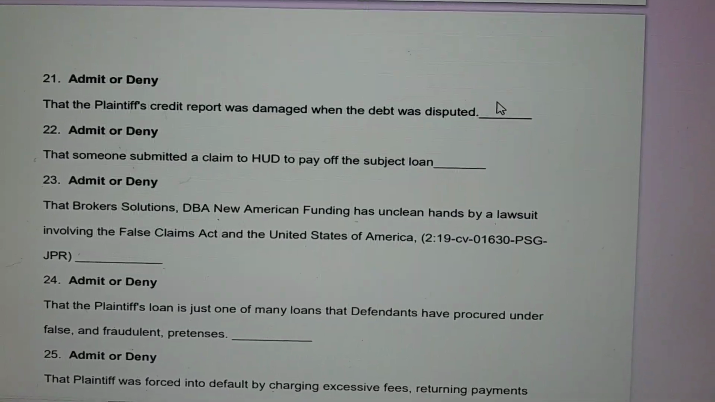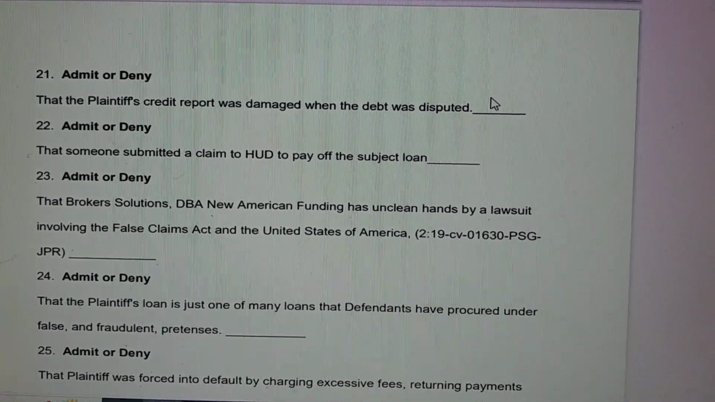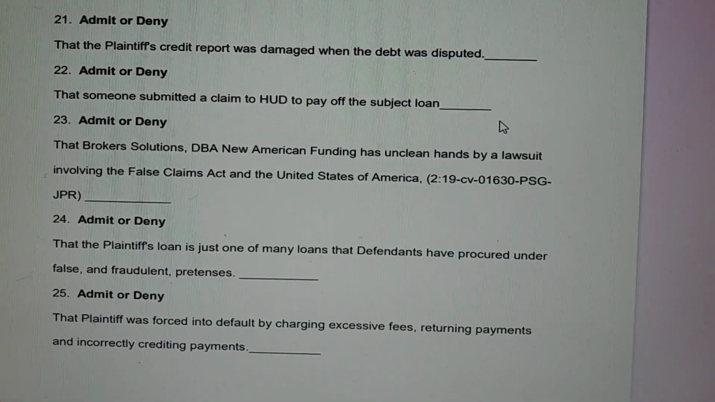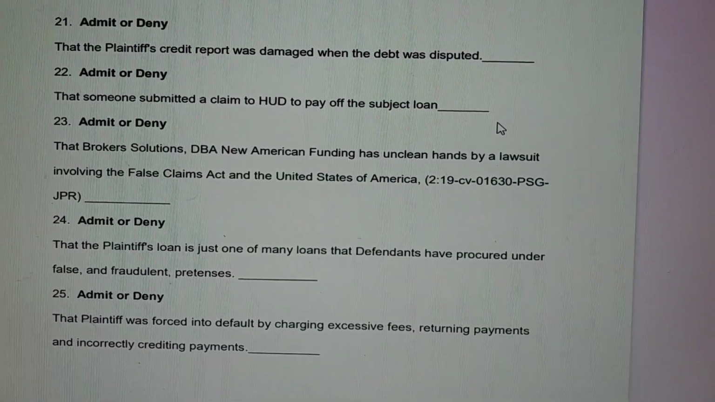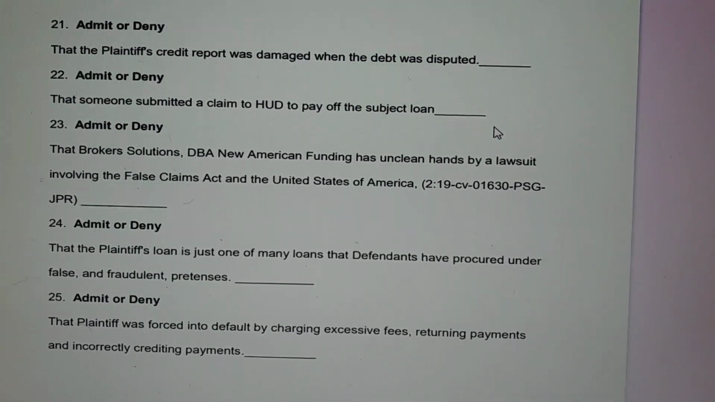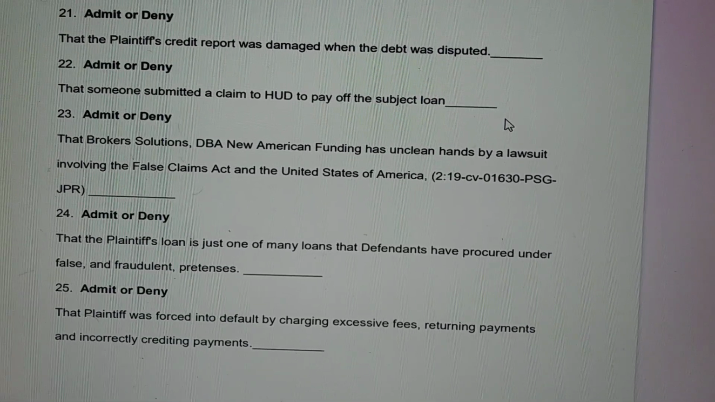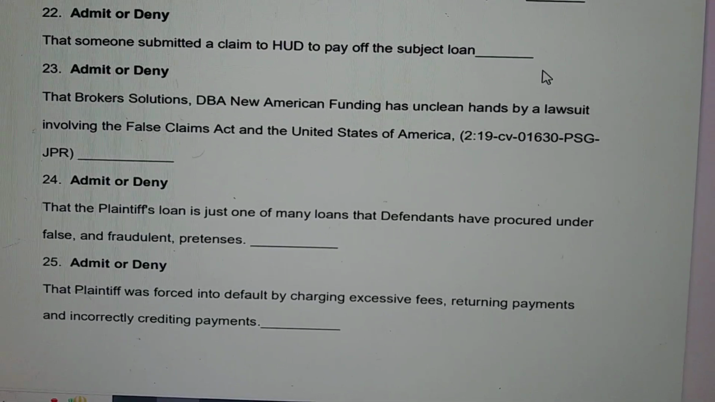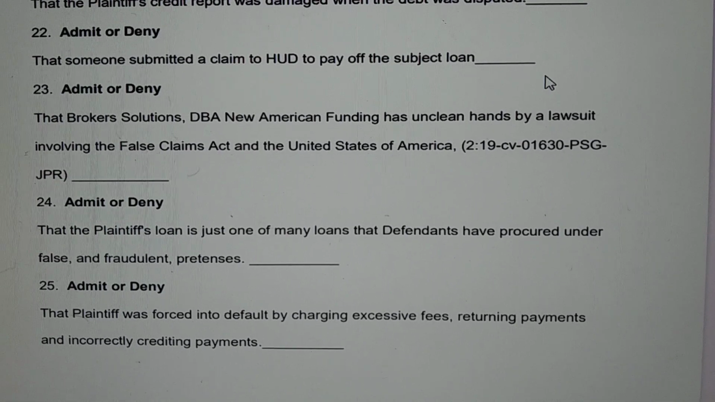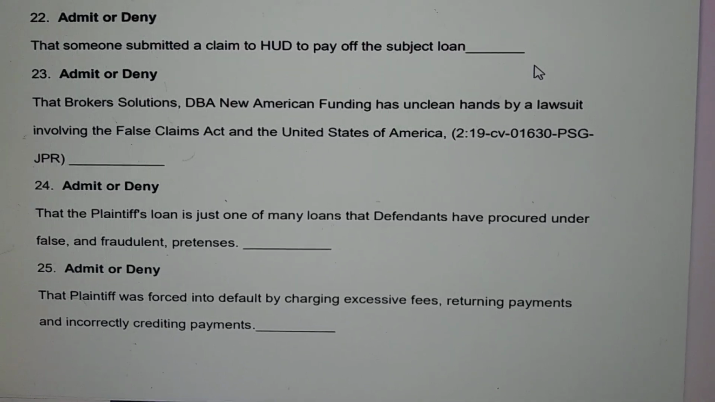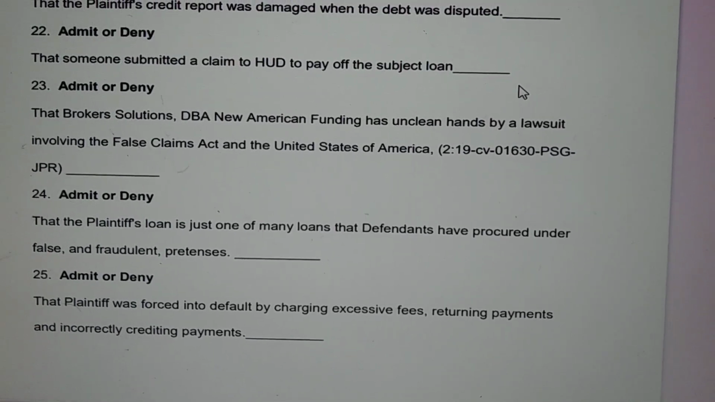And then there's the actual docket number there. Admit or deny. Number 24, that the plaintiff's loan is just one of many loans that the defendants have procured under false and fraudulent pretenses. Number 25, that the plaintiff was forced into default by charging excessive fees, returning payments, and incorrectly crediting payments.